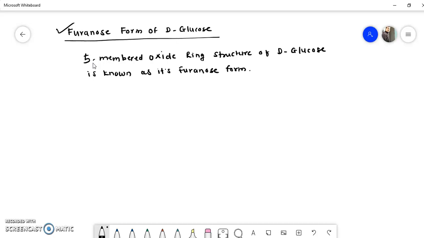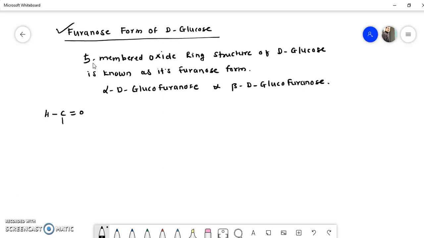There are two furanose forms of D-glucose. The one is alpha D-glucofuranose, and the second one is beta D-glucofuranose. We'll see one by one how to obtain alpha D-glucofuranose and beta D-glucofuranose. The most important thing is to remember the structure of glucose. So I will draw the structure of glucose first of all.